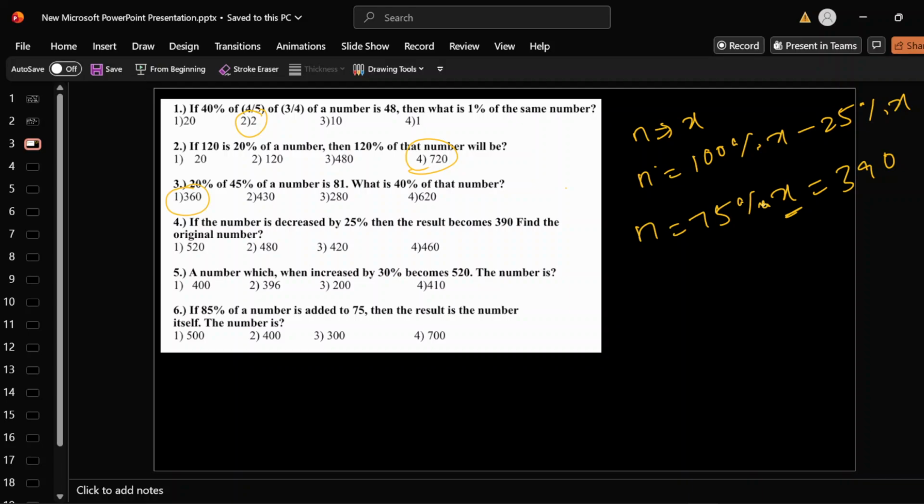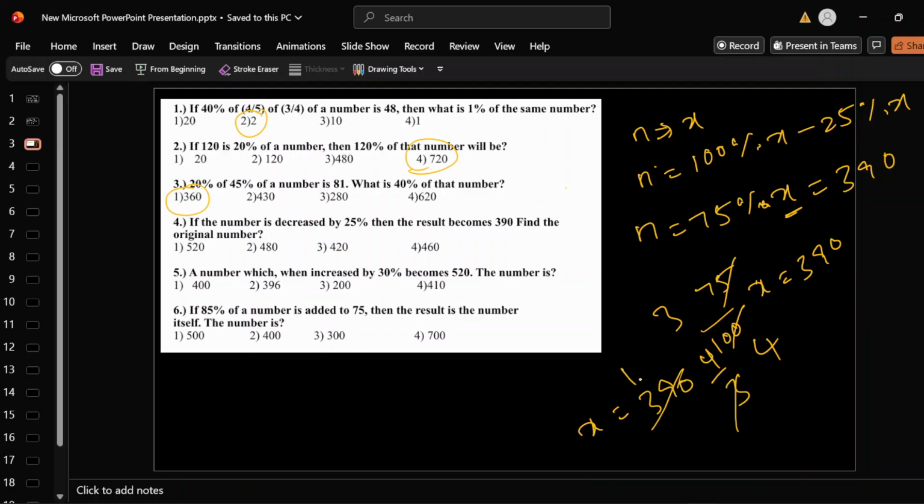75% means 75 by 100. That means 75 by 100 into x equals 390. If we simplify this, 25 threes are 75, 25 fours are 100, and if we move 3 by 4 to the right side, it is 390 into 4 by 3. 3 ones are 3, 3 thirteens are 39, so 130. So x equals 130 into 4. 13 fours are 52, so x is 520. For the fourth question, the answer is 520.